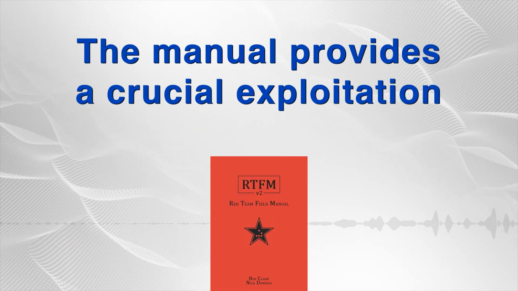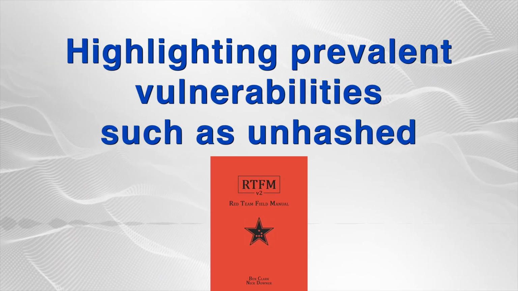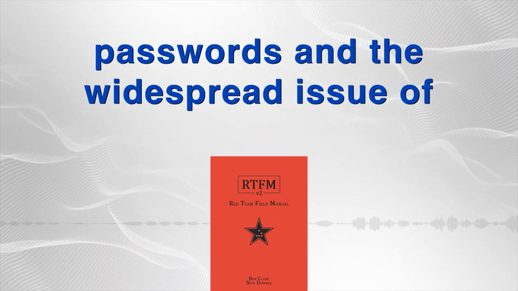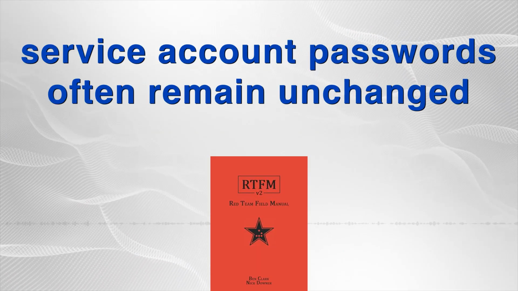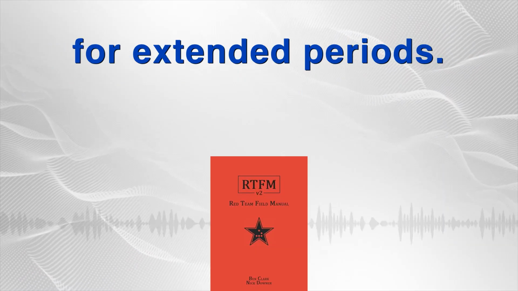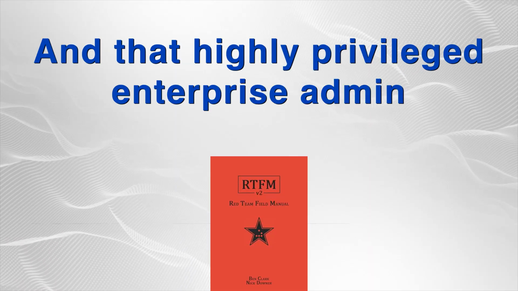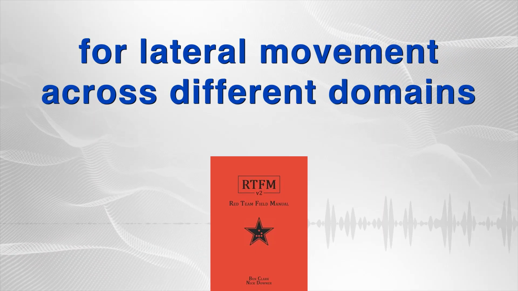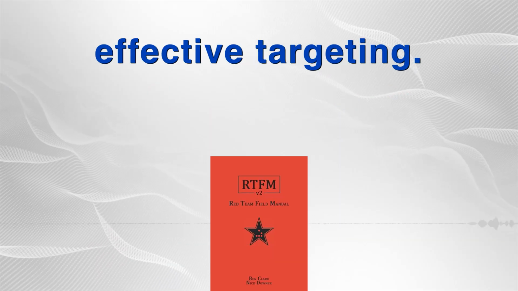The manual provides a crucial exploitation checklist. What does that highlight? Highlighting prevalent vulnerabilities such as unhashed passwords and the widespread issue of password reuse. It also points out that domain service account passwords often remain unchanged for extended periods. A common security lapse. And that highly privileged enterprise admin accounts can serve as critical pivots for lateral movement across different domains within a forest. Understanding these aspects is key to effective targeting.